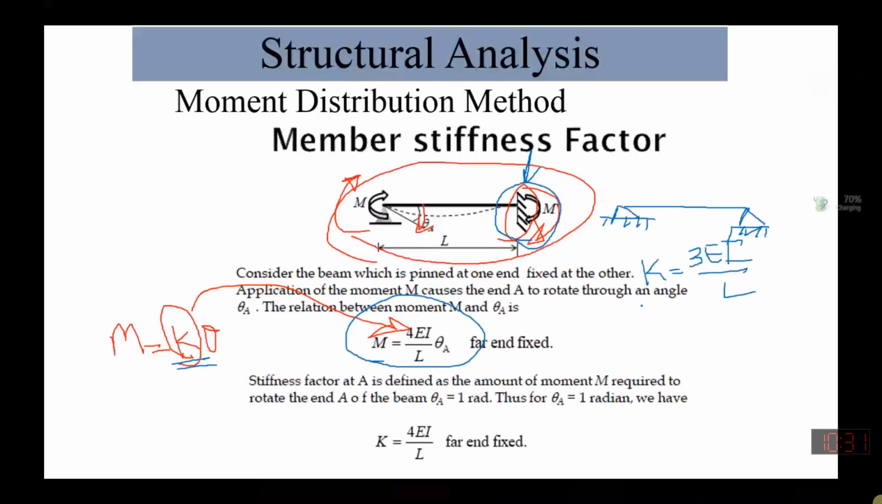So this is how we define this. These two should be very well clear to us, that if our far end is fixed, our K value is 4EI over L. If this far end is not fixed, it is a pin or roller, our K value is 3EI over L. So these are the two cases for the calculation of stiffness factor. Is it clear? Yes, sir. Okay.